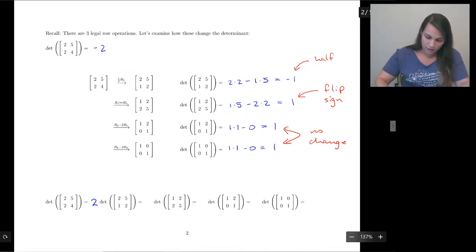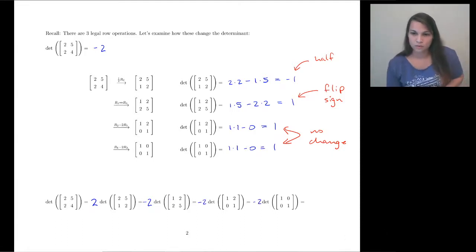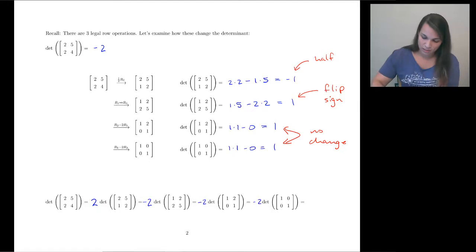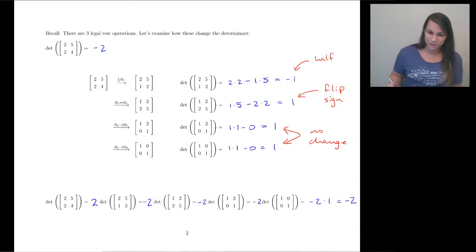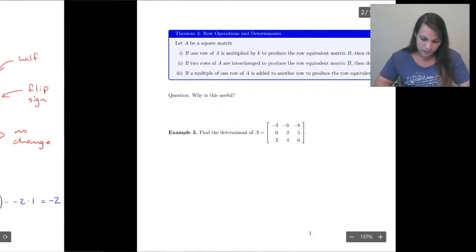And then we did the row switch, which is this one right here. And so now we have a negative sign that came in, and then after that, they didn't change at all. So then the determinant of 1, 1 was just 1. And there we go. The determinant was indeed -2. Pretty cool. So we've got a theorem about that, in fact.